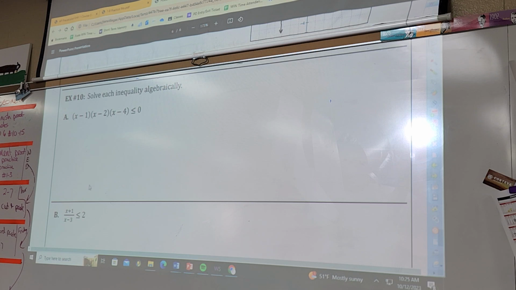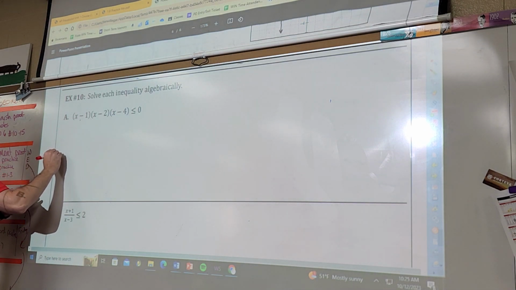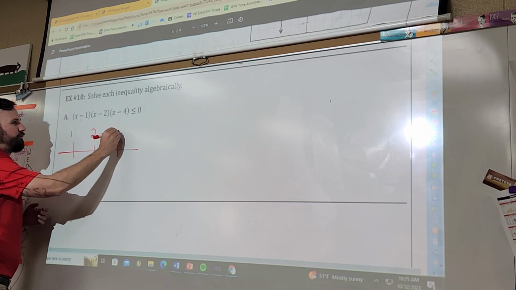Example 10A is a review. We've done this one before, right? Yeah, in like 1-3 or something like that. It's when I first taught you guys sign charts, when we had to factor and plug in the zeros. Well, what are my zeros? We got 1, 2, 4.